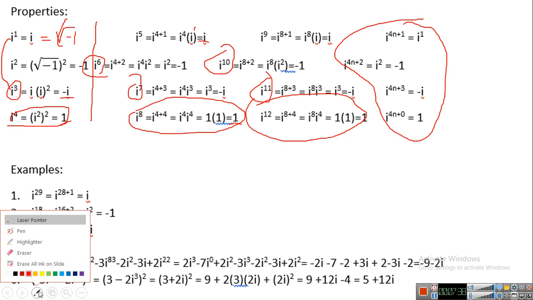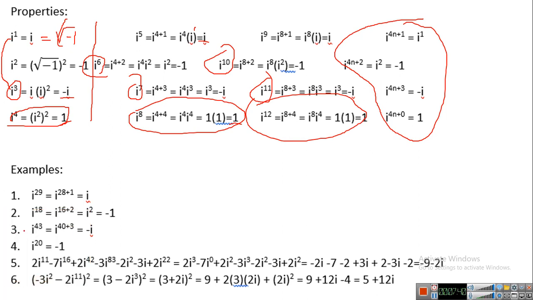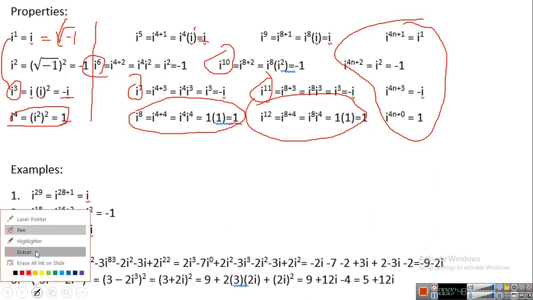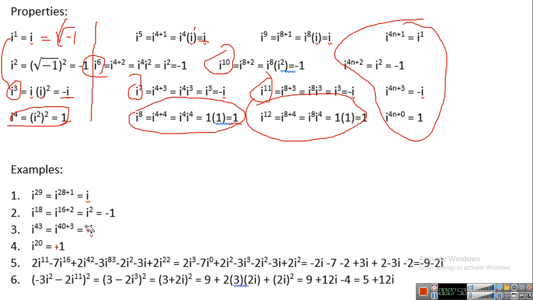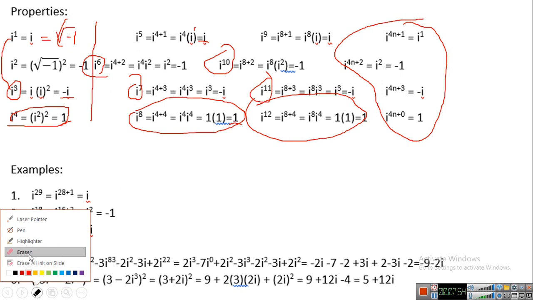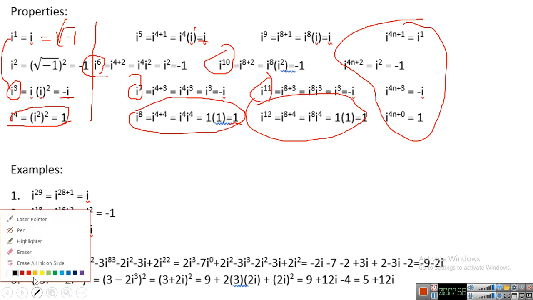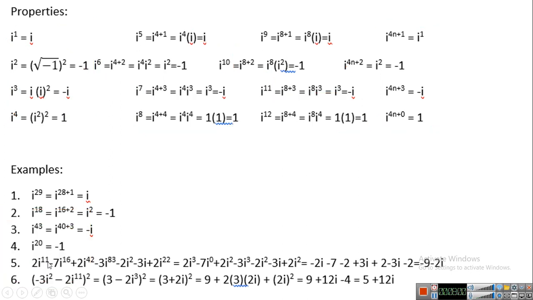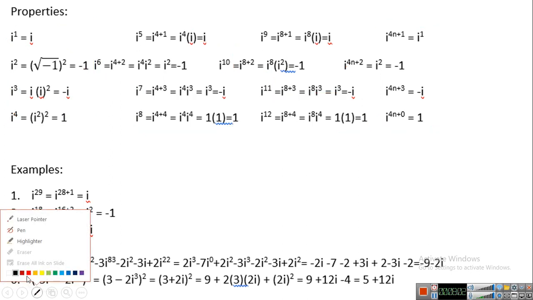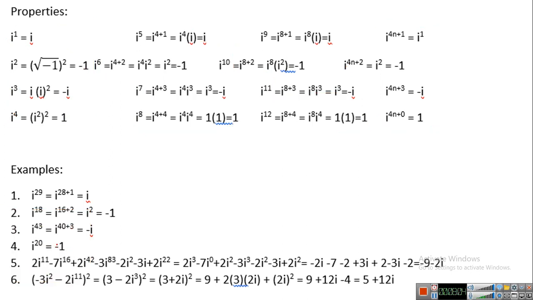So let me correct it here. The answer is plus 1. Okay, let me correct it again. i to the 20 is 1 because it's a multiple of 4.